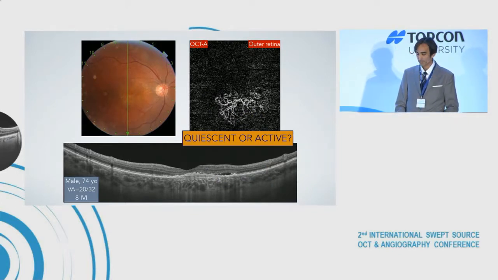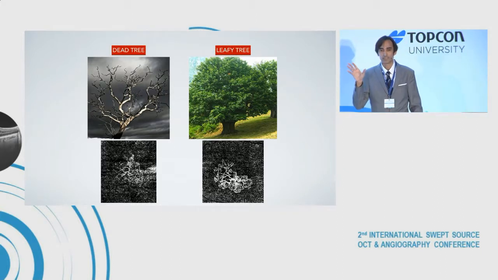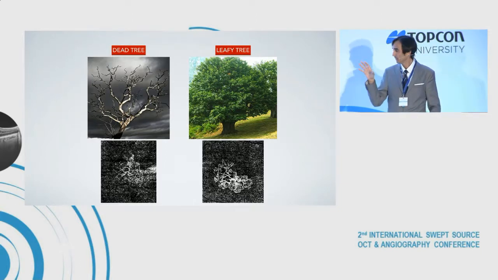Let's see what happens if we add some information. The similarity between the CNV appearance seen on OCT angiography and a dead or a leafy tree can be very helpful in some cases.